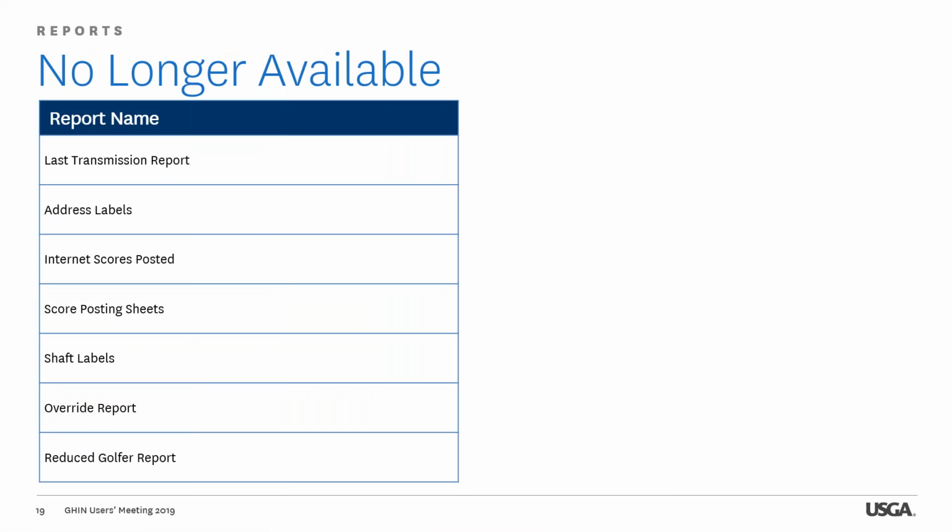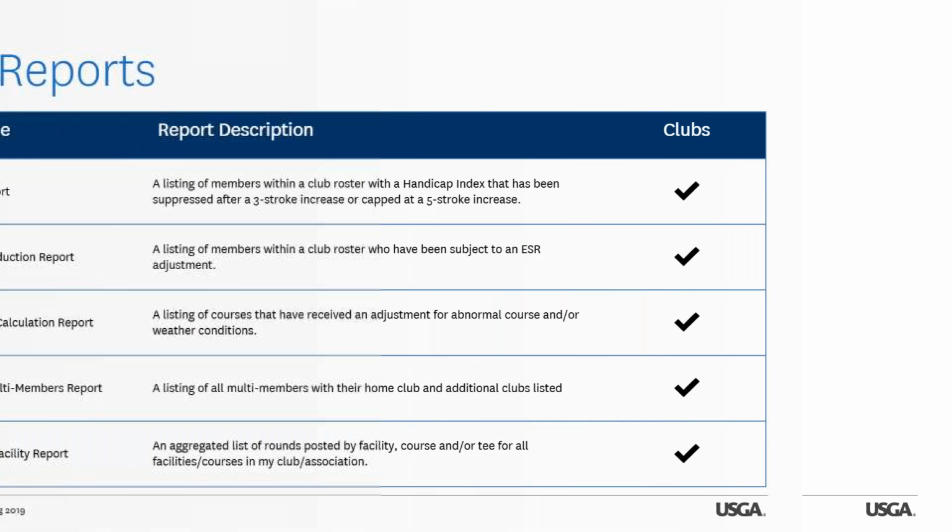It's important to note that we are also no longer supporting the last transmission report, address labels, internet scores posted, score posting sheets, shaft labels, and then the override report and reduced golfer report because of the fact that the override and the reduced golfer are going away as part of WHS. So again, I know I went over that quickly, but this will all be sent to you following this presentation so that you can review it as needed.